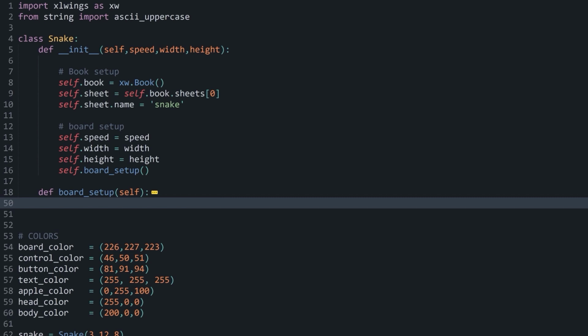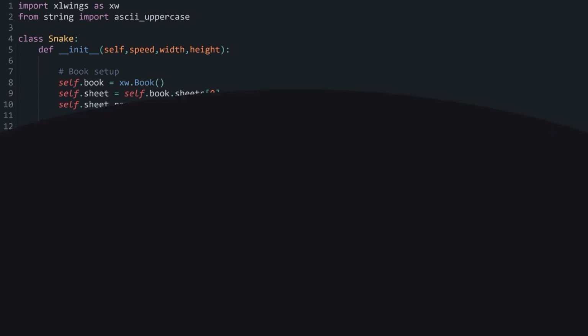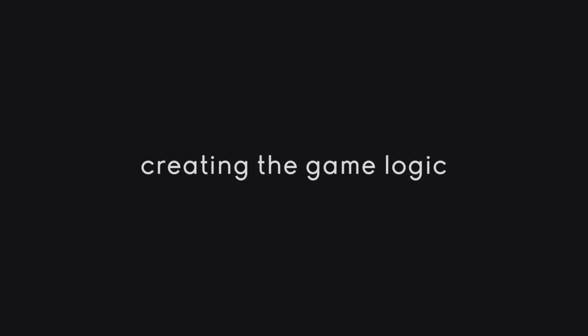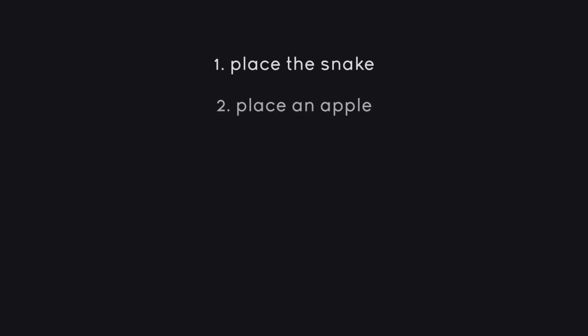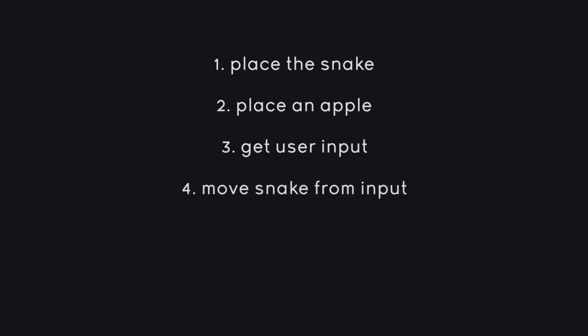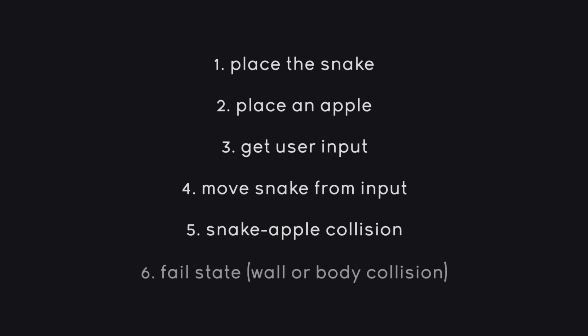So with that, we have to start working on the actual game part of this game. And this is going to involve a couple of things. So we have to place a snake, we have to place an apple, we have to get user input. And then once we have all of that, we have to move the snake depending on what user input we are getting. And then if the snake hits an apple, we have to make the snake larger. And if the snake hits either the end of the cells or itself, we have to crash the game, which in our case means we are just closing the Excel file. So that is going to be quite a few different things we have to work on.